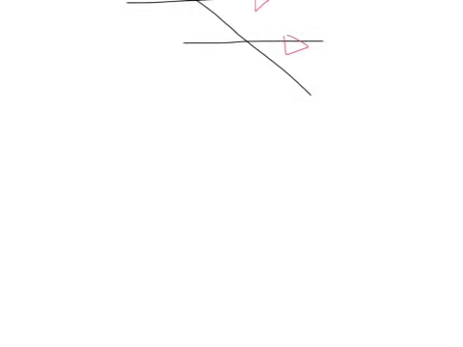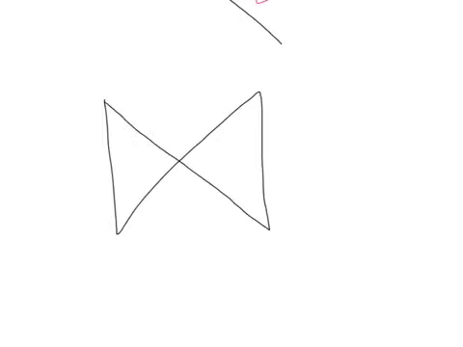Now, we've always seen this kind of setup here where we know our alternate interior, our corresponding, etc. But sometimes they're going to give you something that looks a little different. It's really the same thing, it's just disguised. For example, say we had these two triangles here, and these lines were parallel.